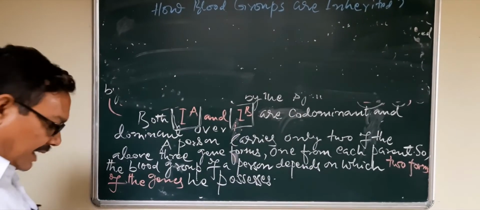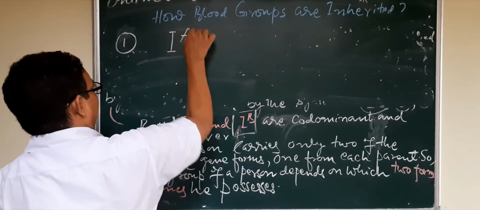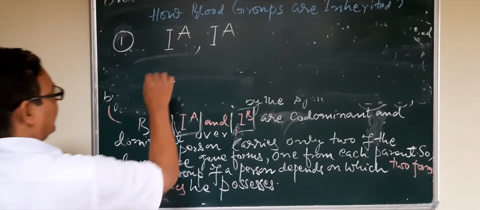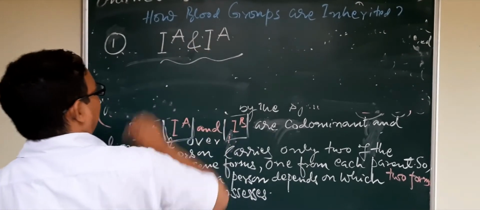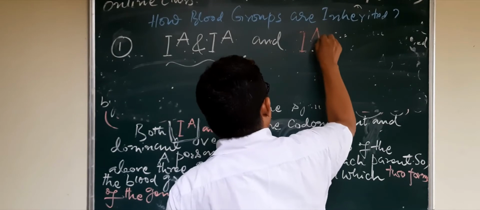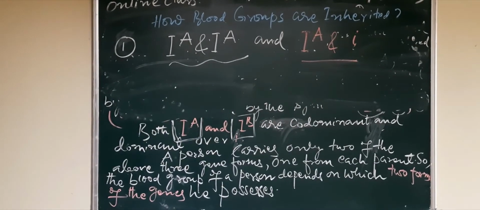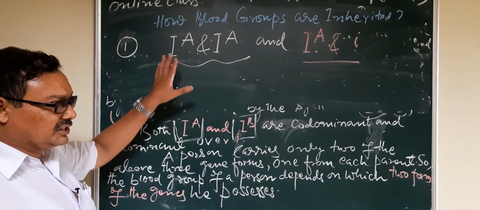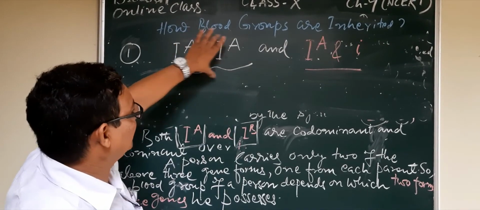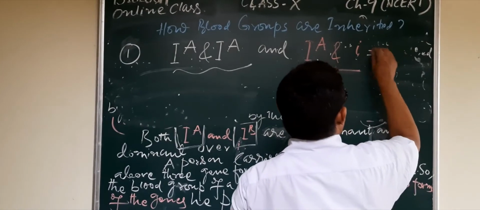देखिए कई पॉसिबिलिटीज़ हैं. नंबर 1 यहाँ पे हम देखते हैं, अगर किसी इंडिविजुअल में these forms of the allele, understand, IAIA and IAi, in both these cases, if an individual inherited from his parent or from her parent either this or this, in both cases the blood group will be A.